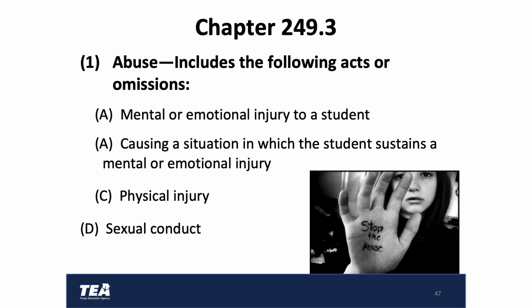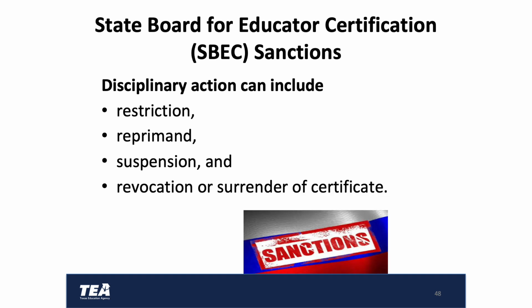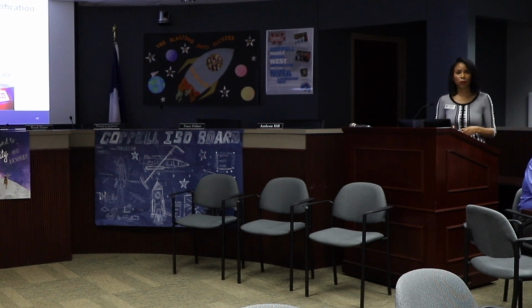Here's the definition of abuse as defined by TEA: mental or emotional, causing some type of physical injury, sexual conduct. And then here are sanctions that can be placed against your certification: restrictions, suspension, and in addition to this, termination, possibly a lawsuit, and then also maybe some type of criminal repercussion as well, depending on what the situation is.